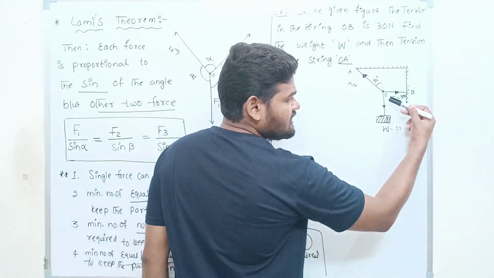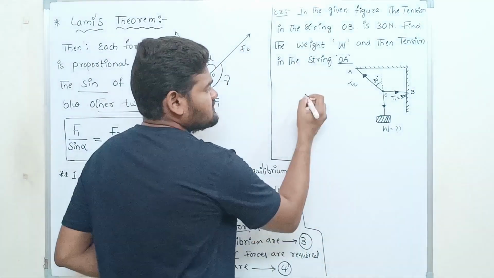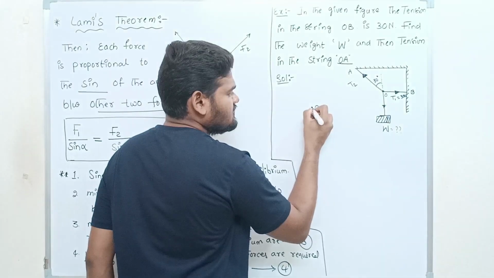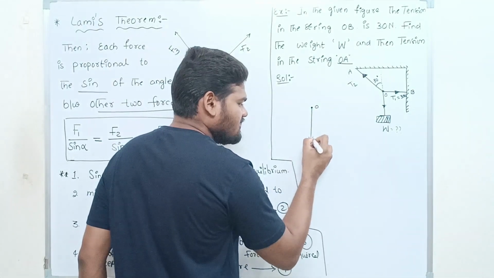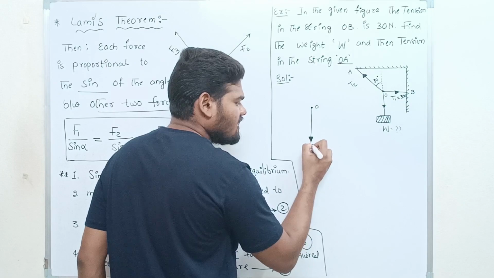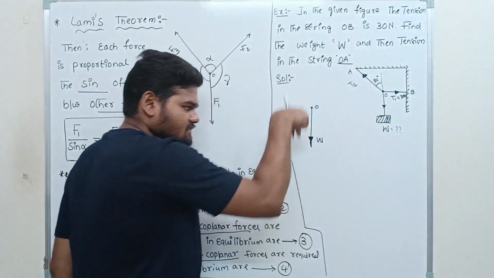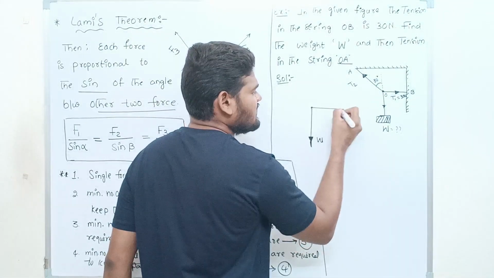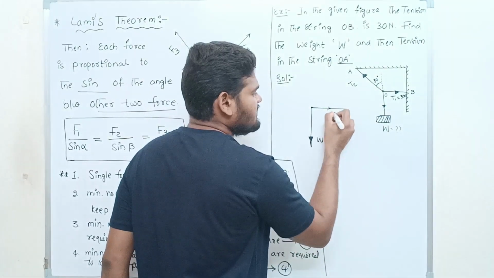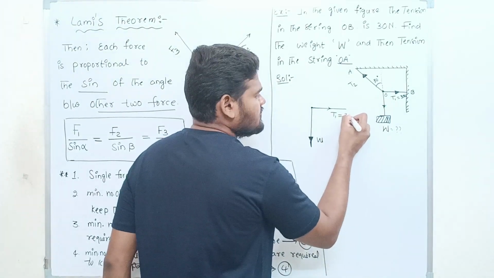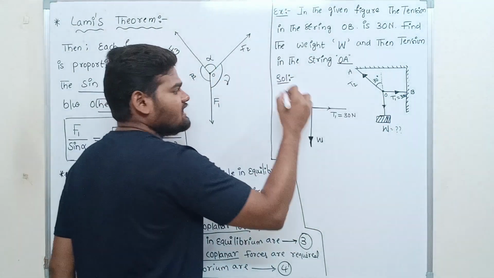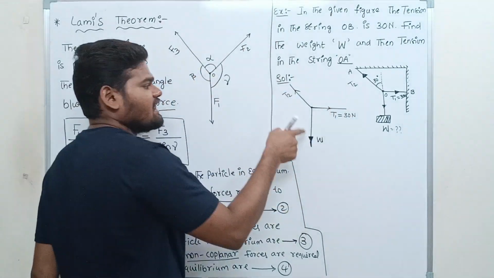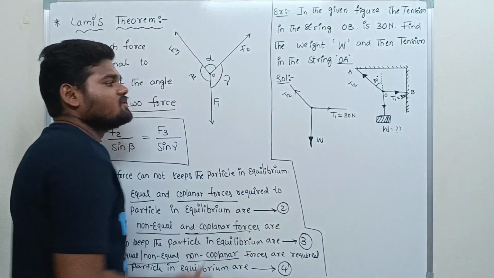Have a look. The gravitational force acts in the downward direction. So, solution. This is a point O. At this point O, the weight of the object is acting in a downward direction. The tension force in the string acting in this direction, that is T1, is equal to 30 newtons. And the tension T2 is acting in this direction. How many forces are there? 1, 2, 3 forces.